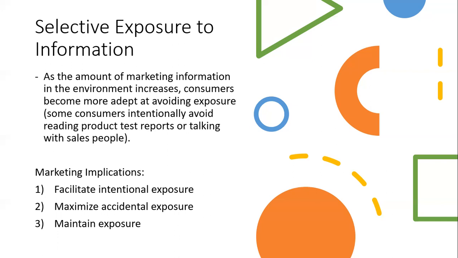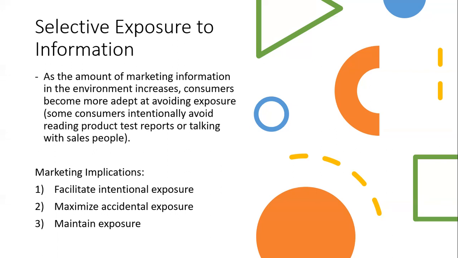So what are the marketing implications of that? Because of the crucial importance of exposure, marketers should develop specific strategies to enhance the probability that consumers will be exposed to their information and products. There are three ways to do this: facilitate intentional exposure, maximize accidental exposure, or maintain exposure.